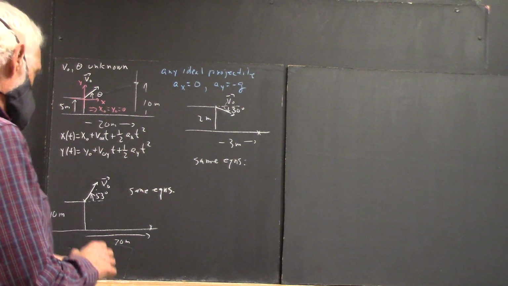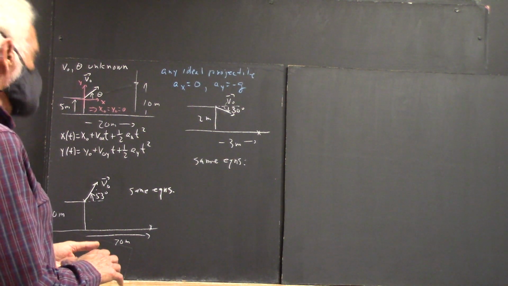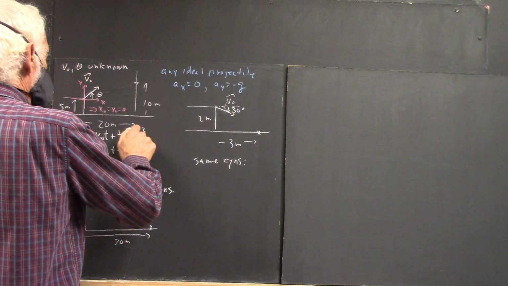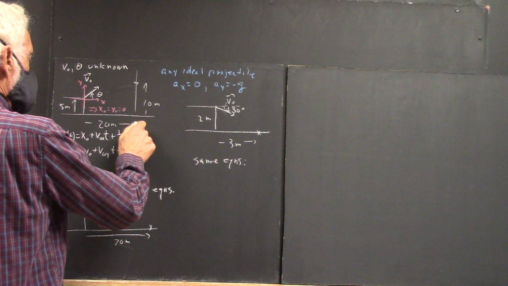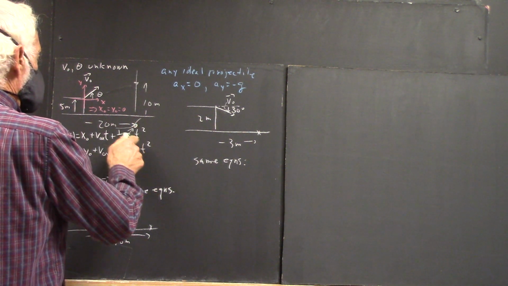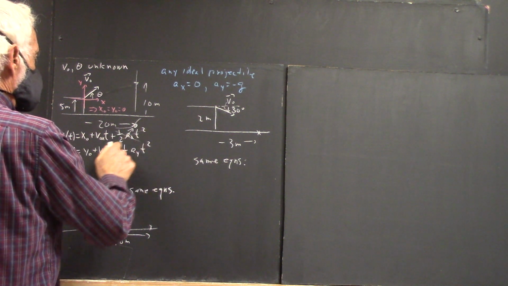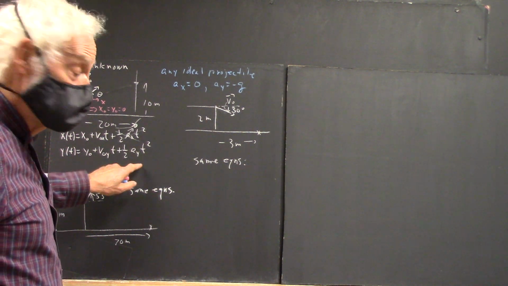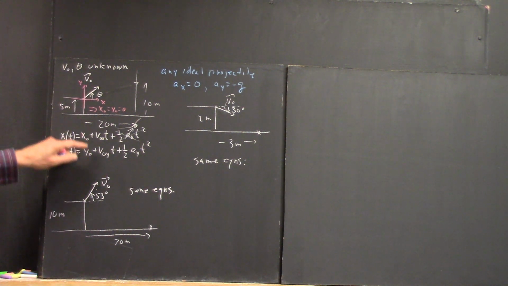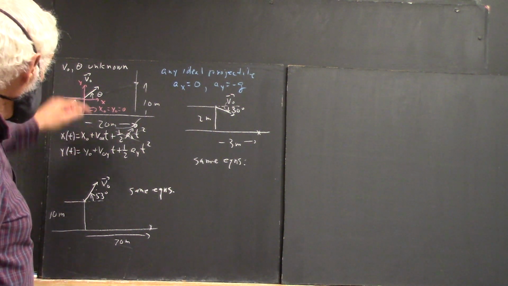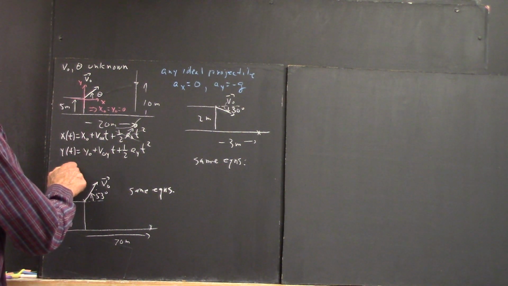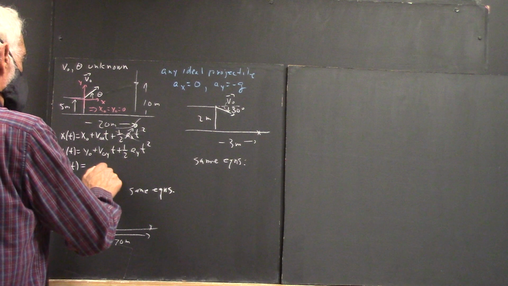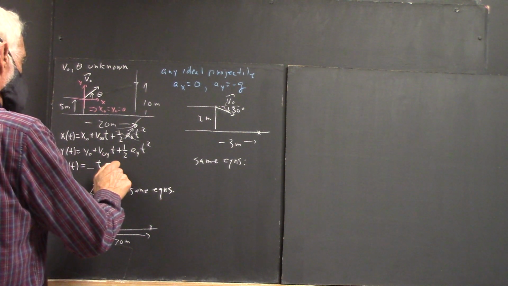For any ideal projectile, we have this. Now, that means immediately that this a_x is going to be 0, so that this term goes away. a_y is going to be negative g. x naught is going to be 0, y naught is going to be 0, if we put the coordinate system there. So you get x of t equals, well, v naught x times t. I'll leave that blank for a second.